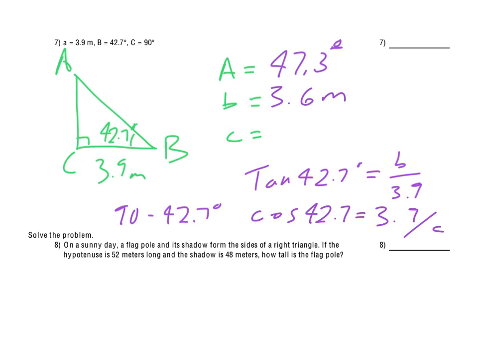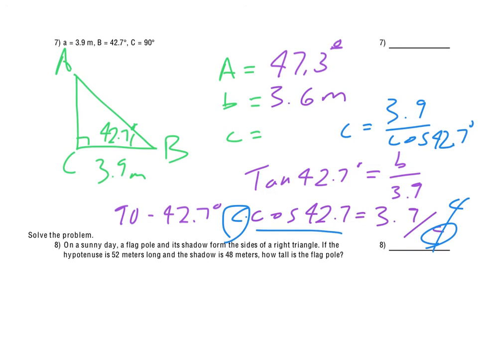So I'd really multiply both sides of the equation by C, which would give me C times the cosine. So C would really equal the 3.9 divided by the cosine of 42.7 degrees. The way that works is I multiply both sides of this equation by C, they cancel out over here, and I have C times the cosine of 42.7. To get C by itself, we divide both sides of the equation by the cosine of 42.7 degrees. And so that's where we get 3.9 over the cosine of 42.7, and we get about 5.3 meters for that one.